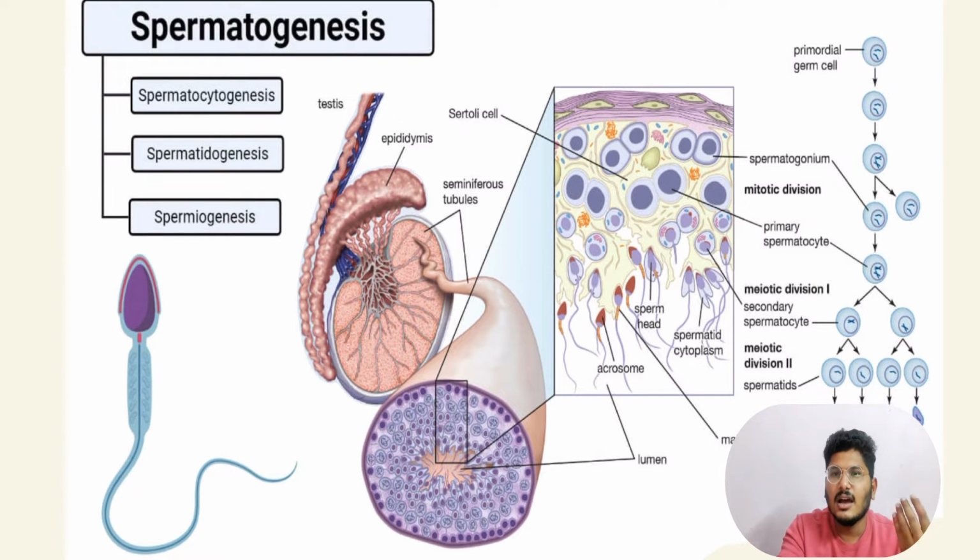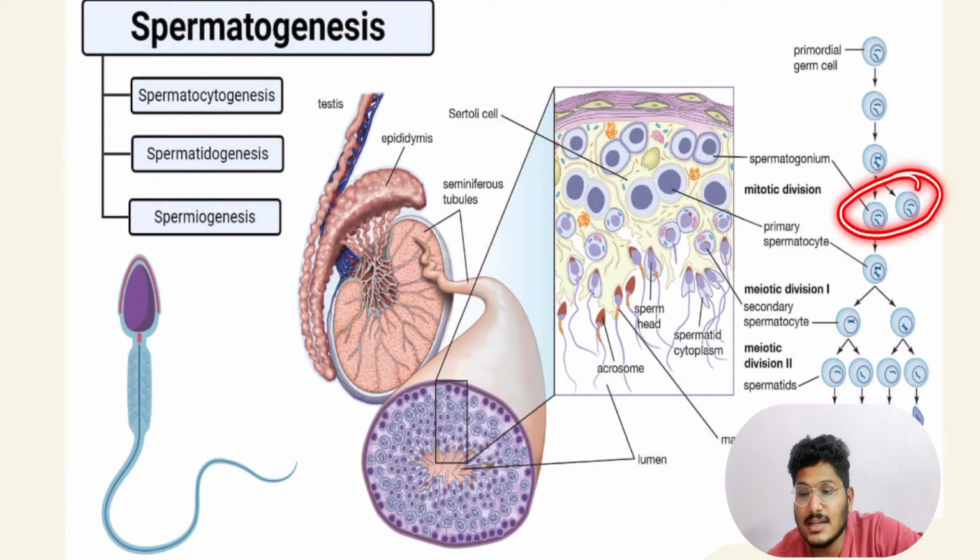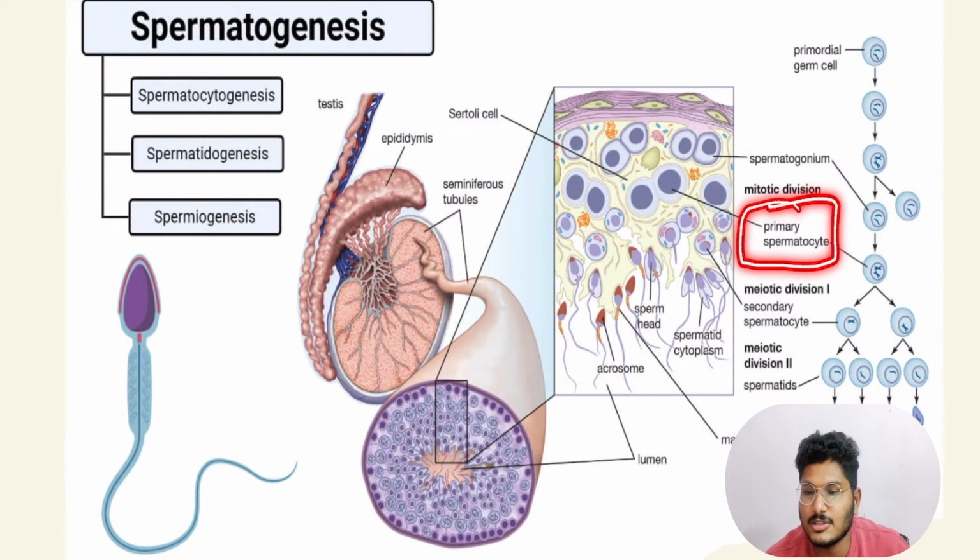In the testis, if you know the basics, there are some tubules called seminiferous tubules. These are the seminiferous tubules in which the primordial germ cells are present. So what happens? These primordial germ cells undergo multiple mitotic divisions. These cells are called spermatogonia or spermatogonial cells, which have the capacity to divide. These spermatogonial cells have an ability to differentiate into a special type of cell called a primary spermatocyte.